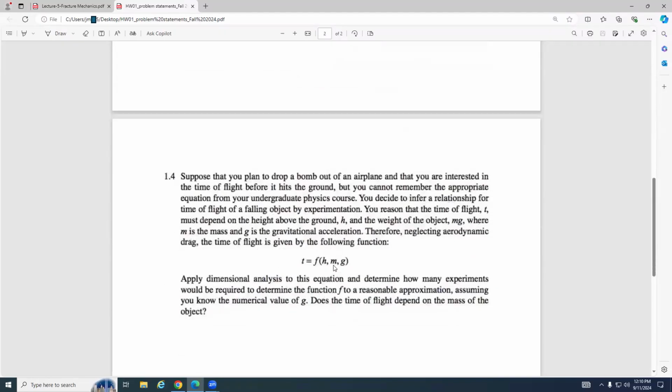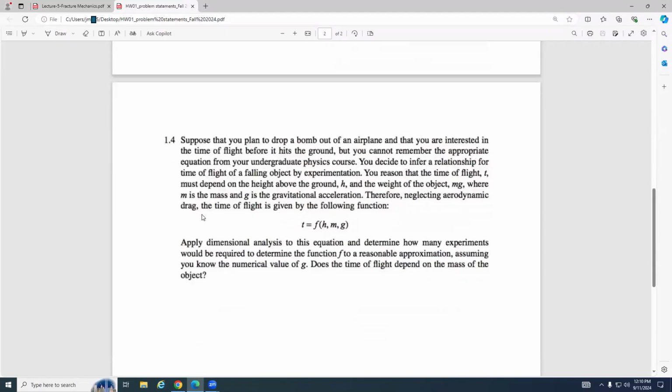This problem, 1.4, is a very good one. Do you still remember what dimensionless analysis is, guys? What is dimensionless analysis, Dylan? You just get everything in terms of three variables that have the characteristic dimensions.